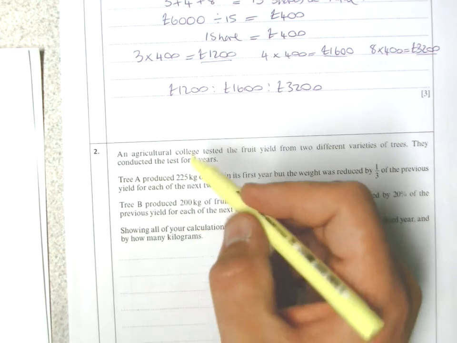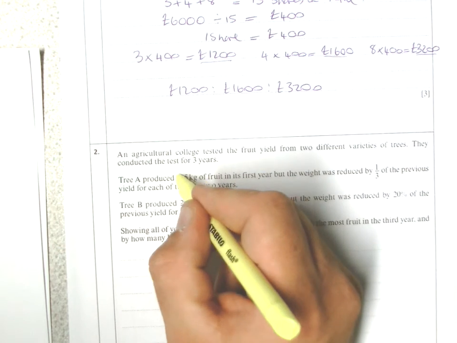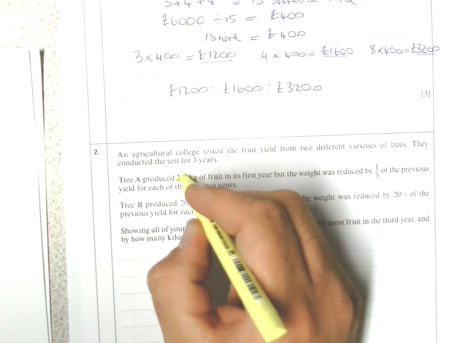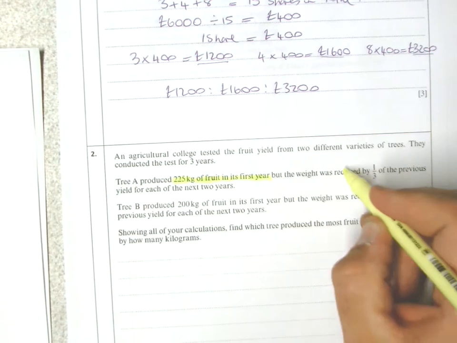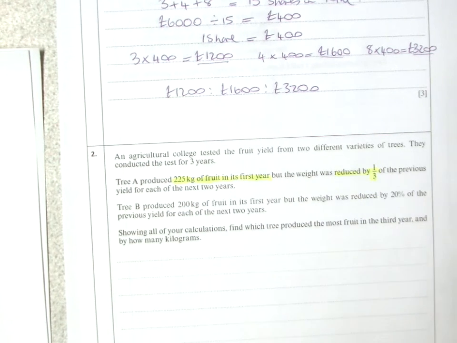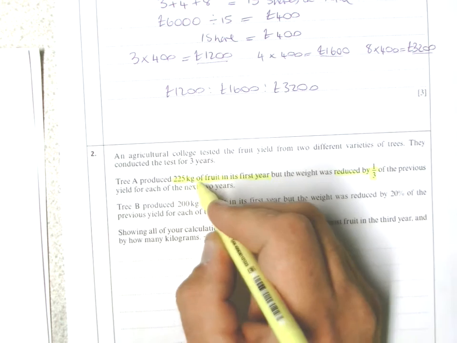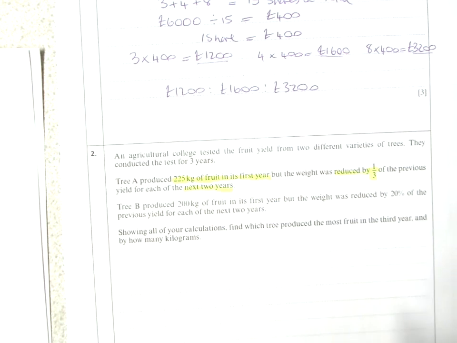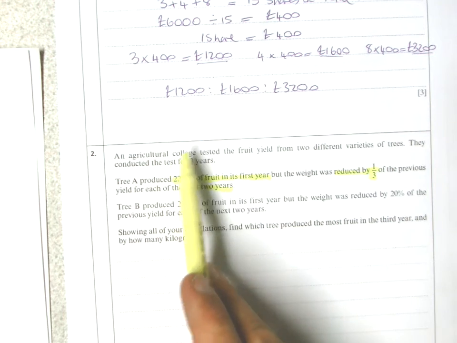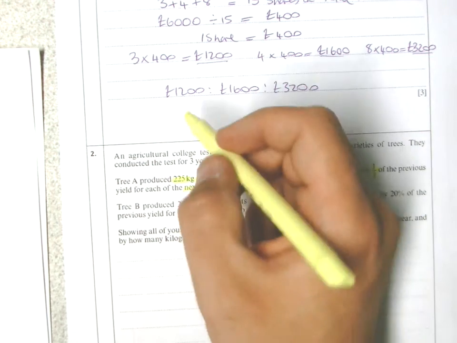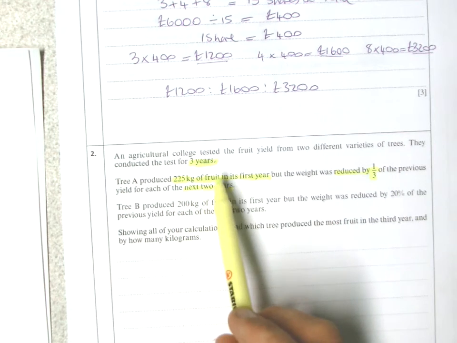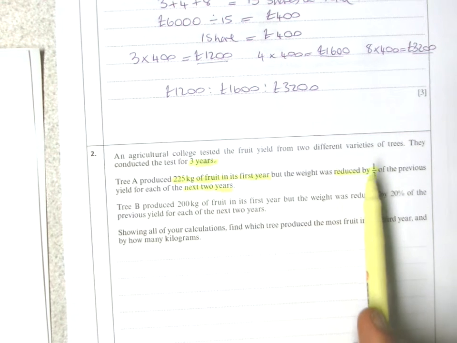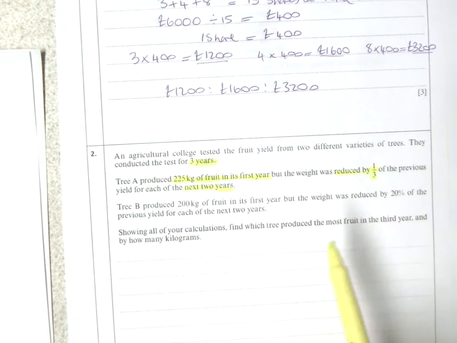Perhaps before I go on reading this question, I'll just highlight the key information here. Obviously tree A produced 225 kilograms of fruit in its first year, but that weight was then reduced by 1/3 of the previous yield for the next 2 years. At the top here it did say that the test was conducted for 3 years, wasn't it? So we're told how much was produced in the first year, and then in the next 2 years the weight was reduced by 1/3.